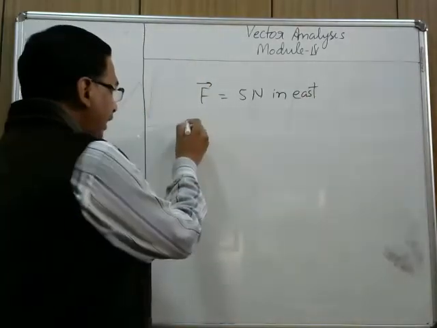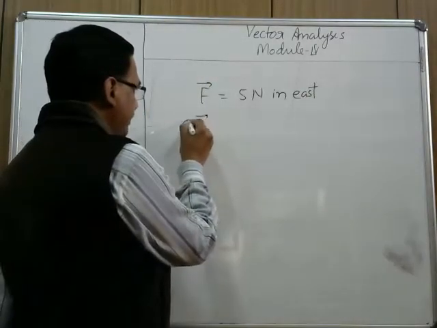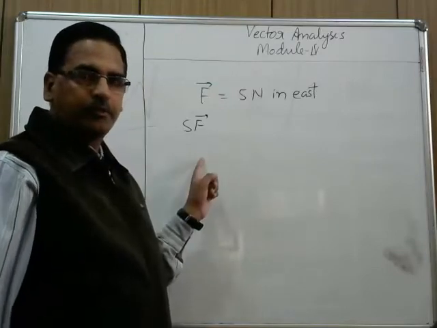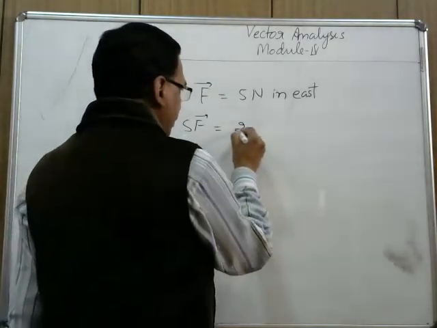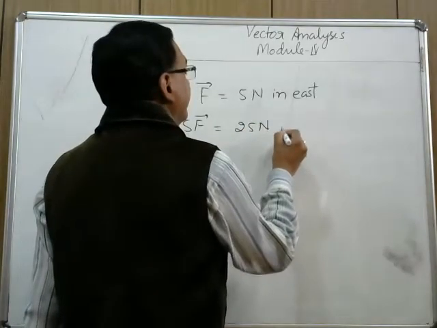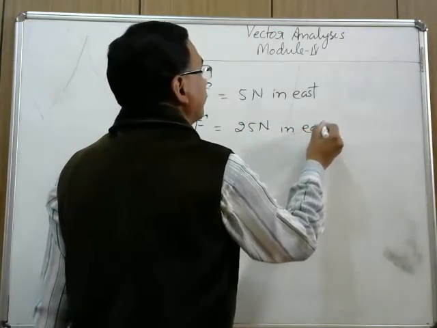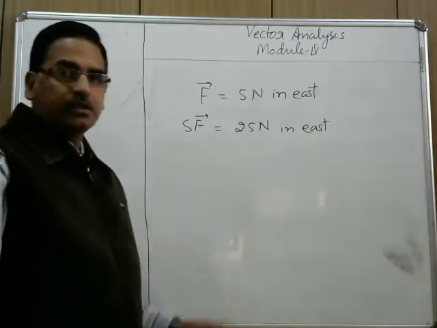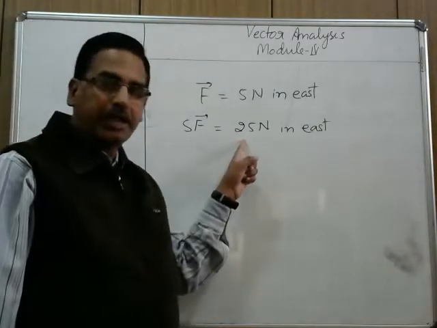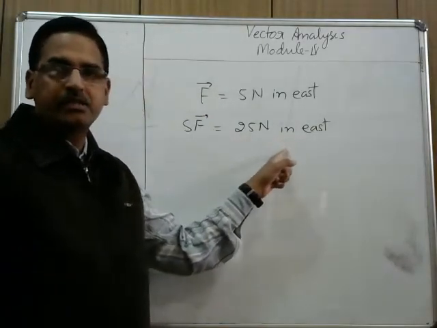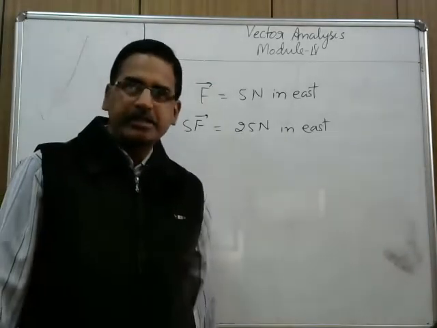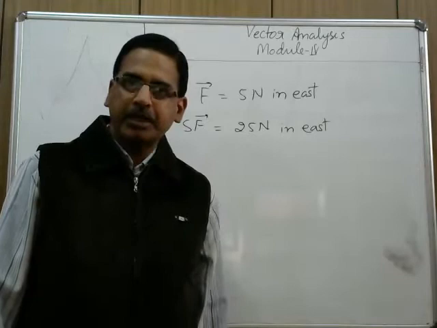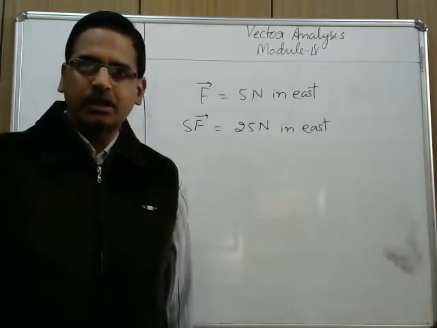Then 5F, 5 is a number, a vector quantity force is multiplied by a number 5, then its value will be 25 Newton in east. That is, the value is multiplied but the direction remains the same and the quantity remains the same. It was force before multiplying, after multiplying also it is a force.